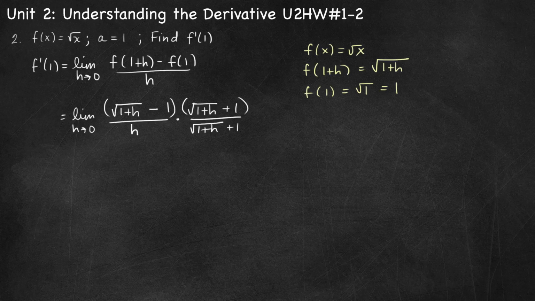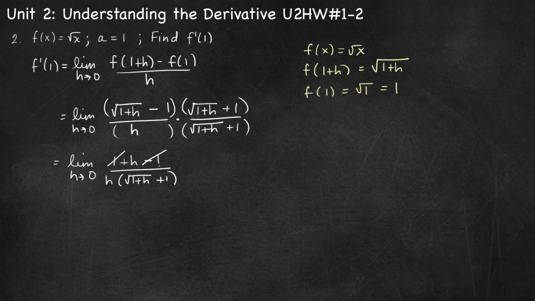So we're going to multiply our numerators. And I'm not going to simplify the denominator any because I'm hoping the h is going to cancel out. But the numerators, I'm going to FOIL that out. So we have limit as h approaches 0, square root of 1 plus h times square root of 1 plus h is 1 plus h. The outer product and the inner product cancel out, and that always happens when you multiply by the conjugate. And then last times last, negative 1 times 1 is negative 1. Over my denominator, which is h times square root of 1 plus h plus 1.